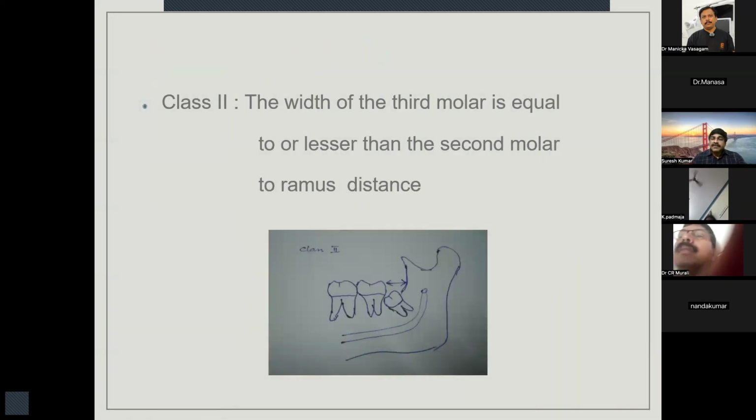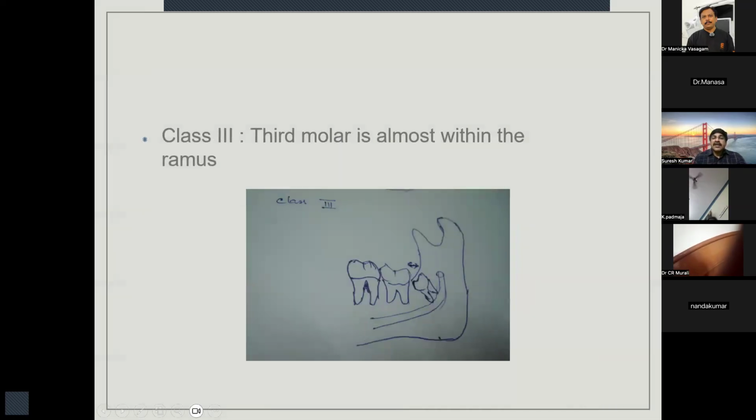What is class 2? A little more difficult. The space between the second molar and the anterior part of the ramus is equal to the mesiodistal width of the third molar. So this is going to be a little more difficult to remove compared to class 1 cases. The more severe cases are class 3, where the entire impacted lower third molar is going to be present inside the ramus. You see a lot of bone all around the tooth. So the class 3 category is going to be very difficult to remove. So this we have to understand.